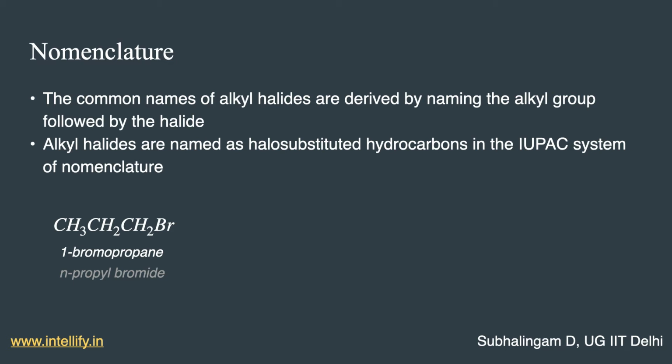Let's look into the IUPAC naming. We start numbering from the right because we have Br attached to it, and we go from right to left as 1, 2, 3. Since there are 3 carbon atoms in the main chain, we say it as prop, and hence we have the name 1-bromopropane.